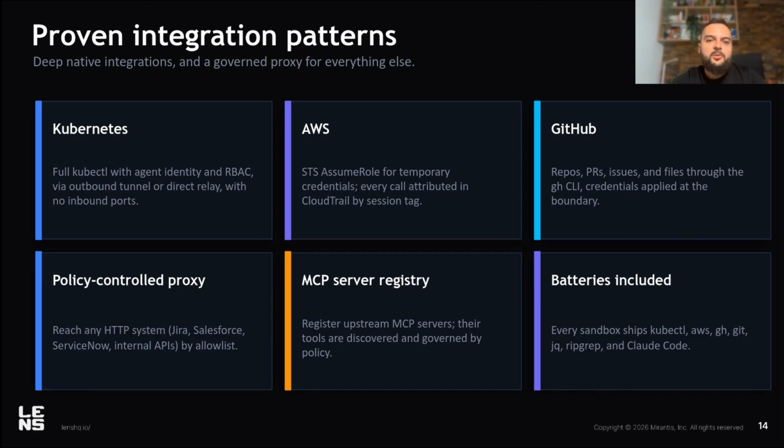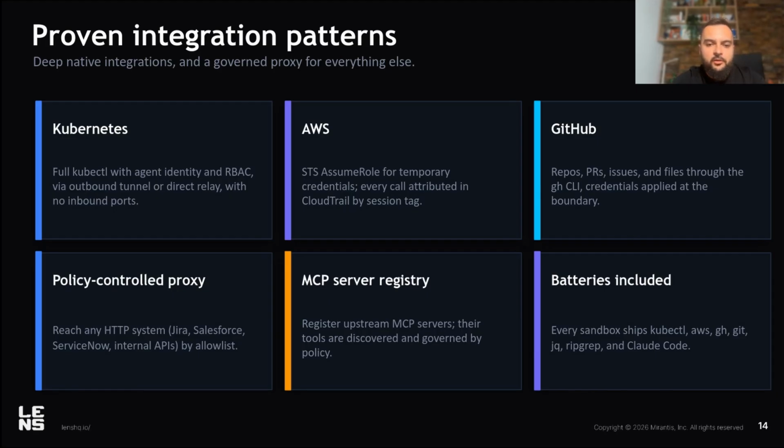We also have an MCP server registry, so you can bring in upstream MCP tools and have them discovered and governed by the policies that you define. And we also have batteries included. Every sandbox that we give you ships with kubectl, AWS, GH, Git, jq, Claude Code, and other things as well.